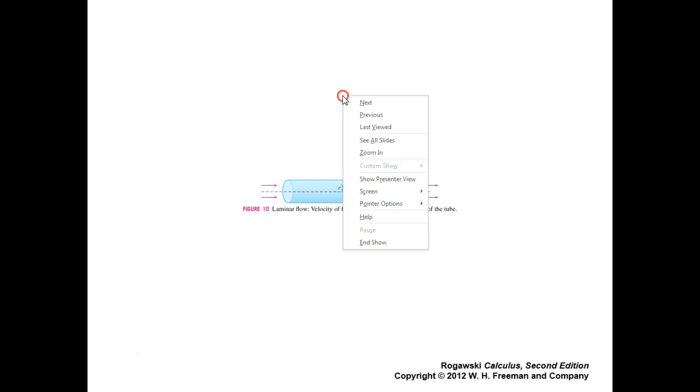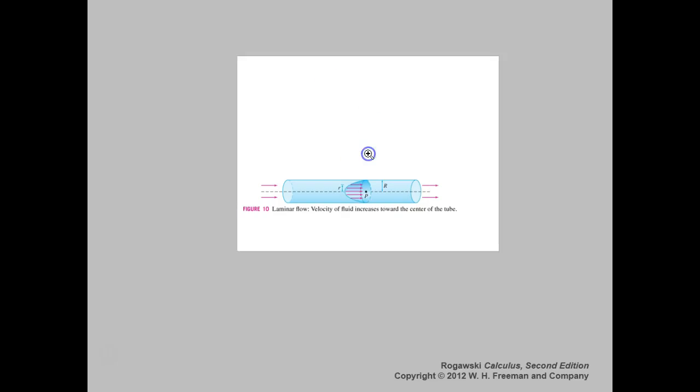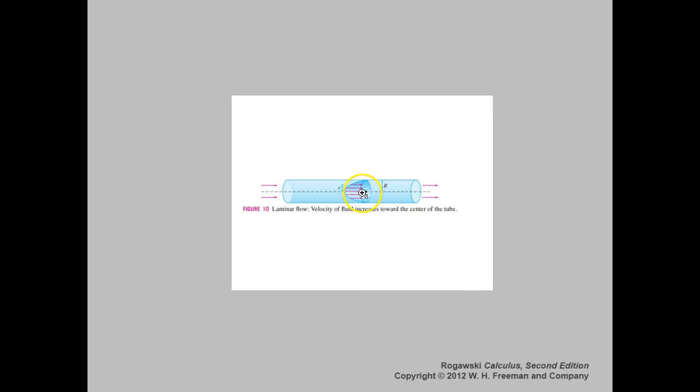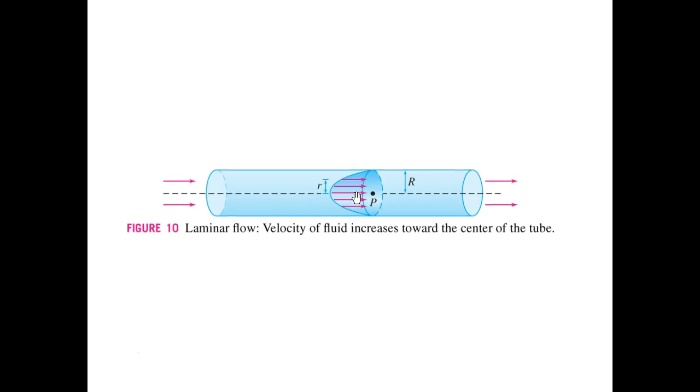I'll blow that up for now, but as soon as I write something on here, it's going to go back. So this is laminar flow. Not just the whole thing moving down, but it moves down in a parabolic shape.